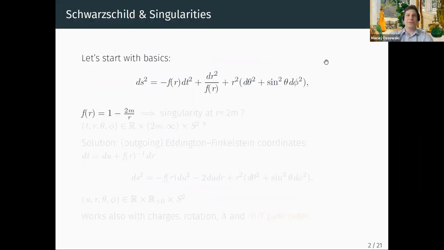So let us start with something really basic, with the spacetime without even a NUT parameter. So just simply with the Schwarzschild spacetime. And of course, about Schwarzschild, we know most of the things we would like to know. So for example, when we look at this metric tensor, we first notice that there is this function f of r here, and it possibly could lead to a singularity at r equal to m.